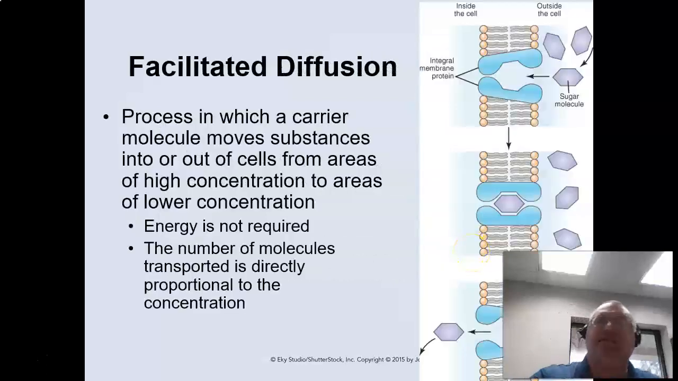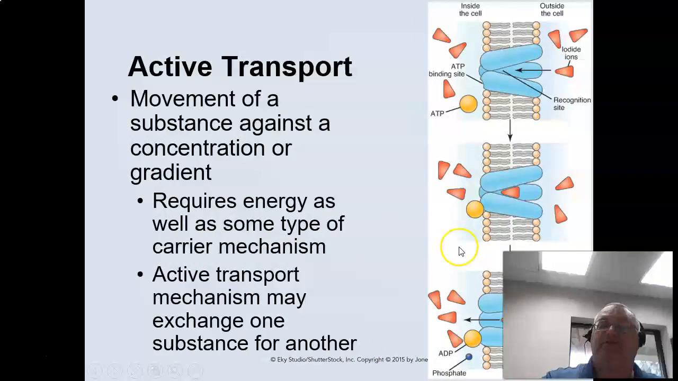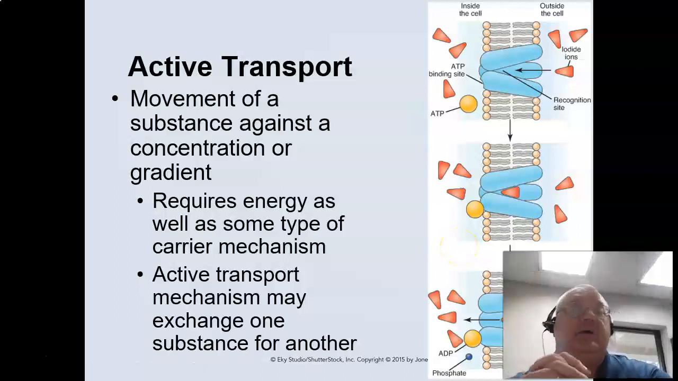Facilitated diffusion usually requires some sort of carrier. So glucose would be a great example. It needs the facilitator, which is insulin, to carry the glucose molecule through the cell membrane, okay? Usually, and by the way, energy is not required for that, and the number of molecules transported is directly dependent upon how much concentration.